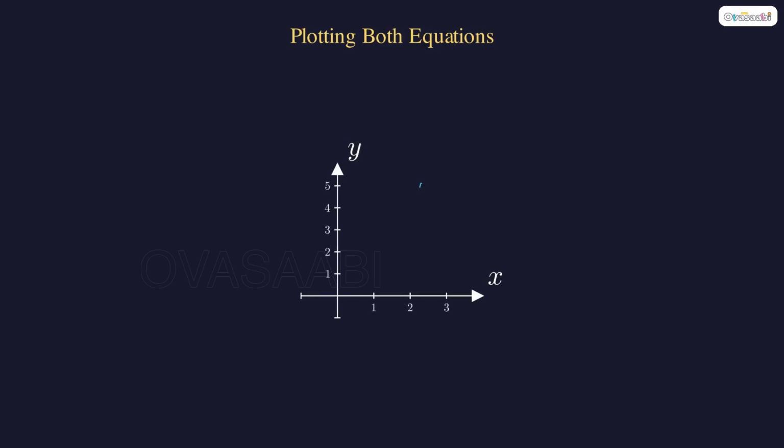To solve graphically, we plot both equations on the same axes. Where the graphs cross, that point gives us our solution. The x and y coordinates at the crossing satisfy both equations.